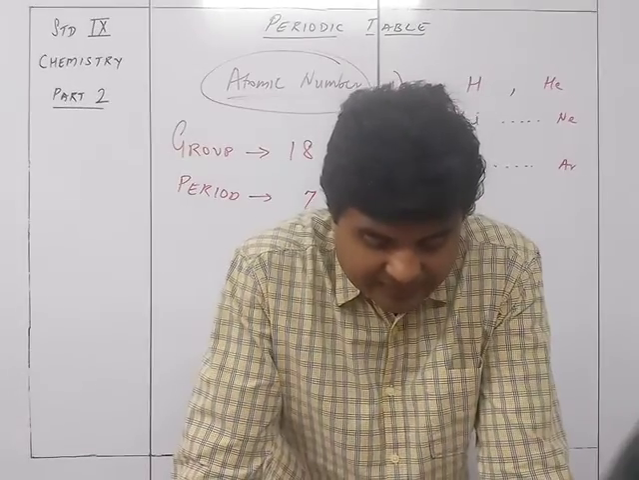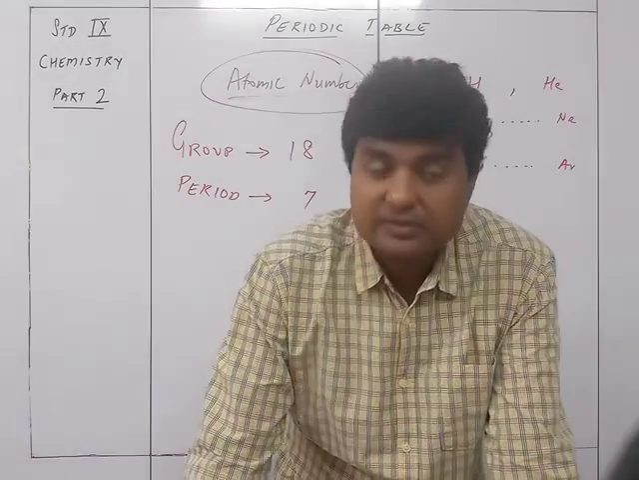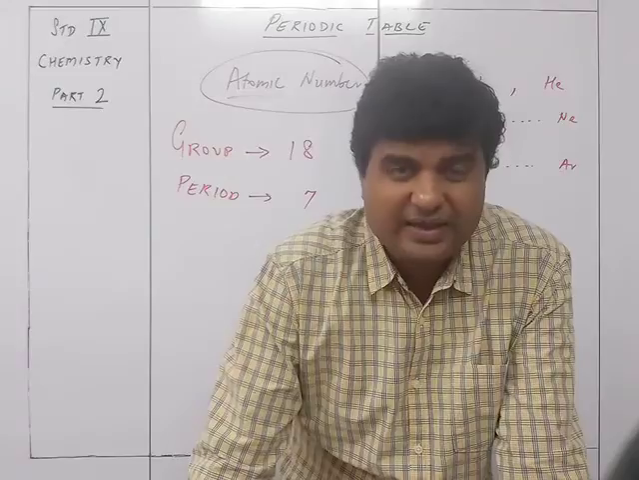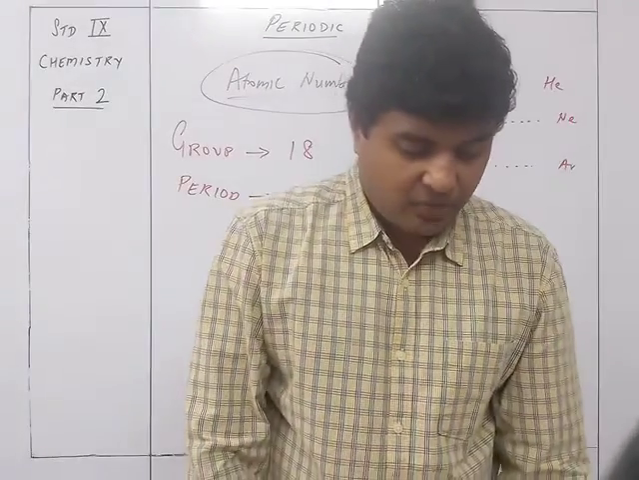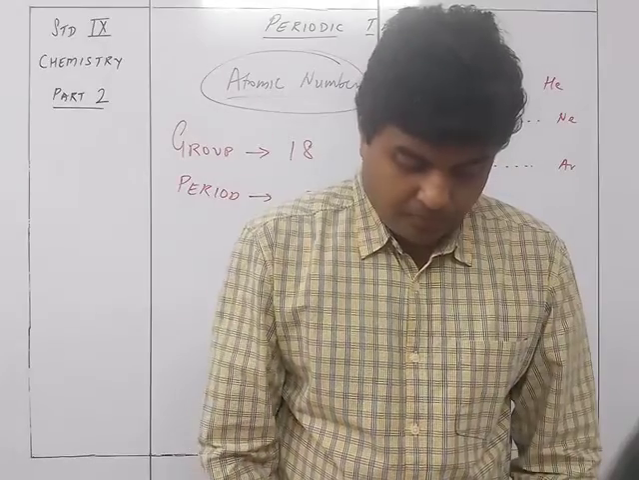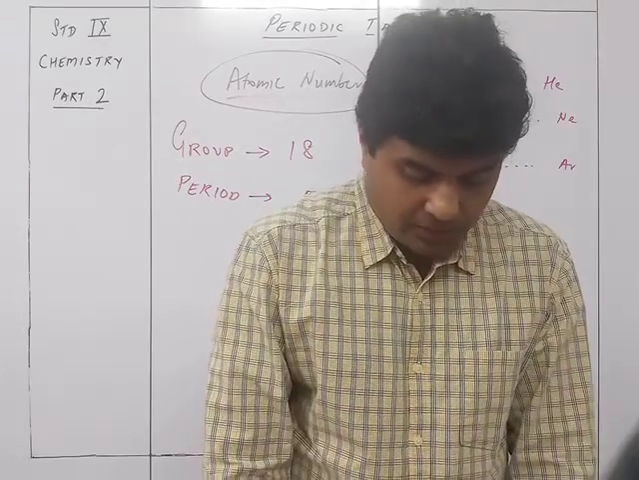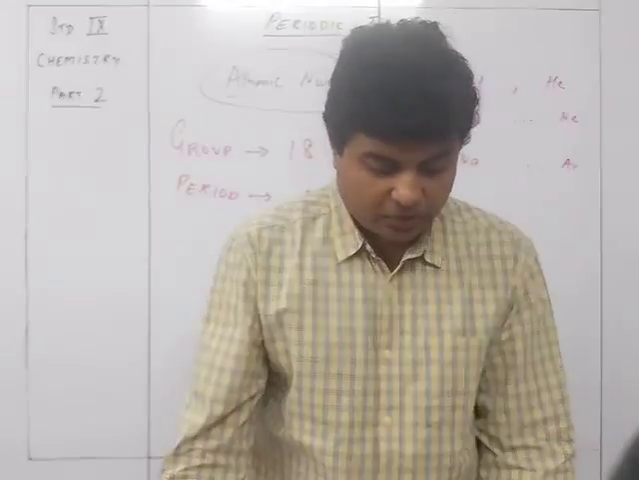Okay, so metallic character increases down the subgroup. So that is about the groups and periods. We now have the details about the groups of the periodic table.